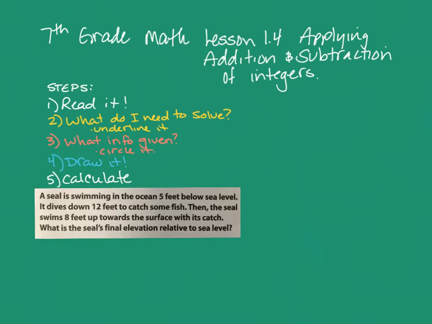So the best steps I have found any time I'm dealing with word problems: I read it, and I sometimes reread it and reread it again to let my brain simmer and marinate in what the information is. I underline what I need to solve, which is usually the last sentence or two. I circle what information is given. I always draw it because it helps my brain. Why not do it if it helps? And then usually that's enough where I know what I need to calculate.